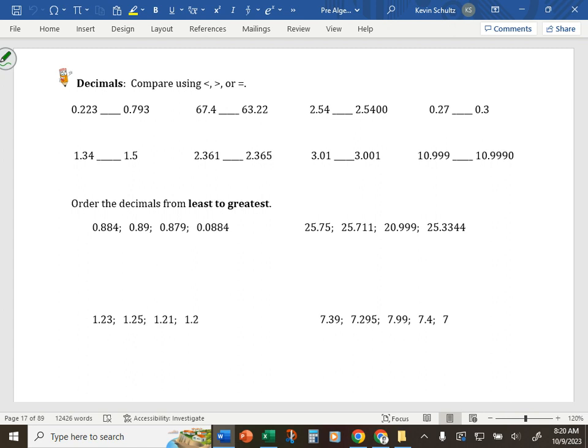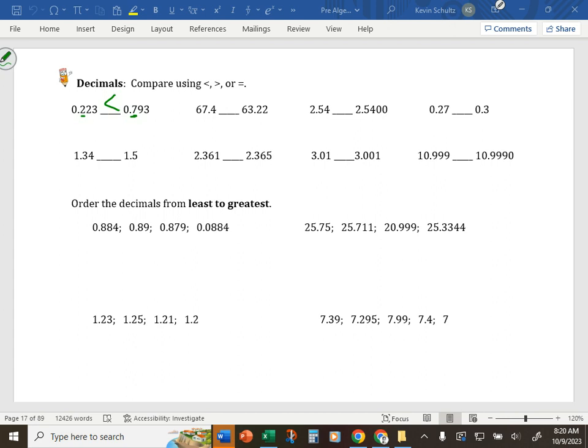Bennett's saying she's looking at that first digit, the tenths place, and it doesn't matter what comes after that, right? 7/10 is greater than 2/10. Therefore, 0.793 is greater than 0.223, or the way it's ordered, 0.223 is less than 0.793. Okay. Anybody else? Zeke, you had your hand up too. What strat do you have? Same thing. Okay. The next one, 67.4 and 63.22.